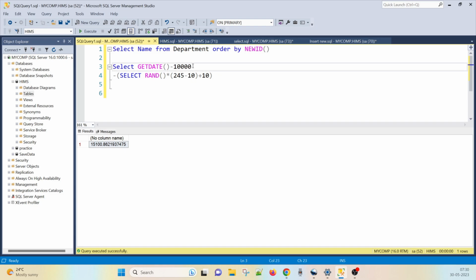So 10,000 means 20 years back records we require. Correct? So 2025 means right now there is a 23, and this 23 means 28 years back records we will get, means their staff age is 28 or less than 28, plus minus. So this is how we are getting the date dynamically.